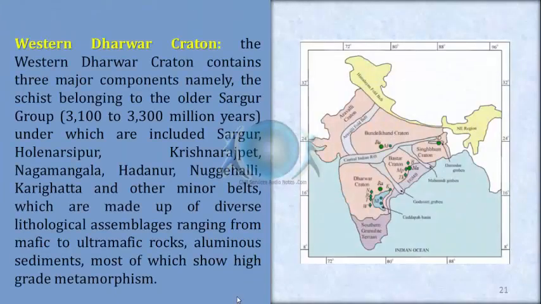Western Dharwar Craton. The Western Dharwar Craton contains 3 major components, namely the schist belonging to the older Sargur group, which is around 3000 million years, under which are included Sargur, Hole Narsipur, Krishna Rajpet, Nagamangala, Hadanur, Nuggehalli, Karighatta, and other minor belts, which are made up of diverse lithological assemblages ranging from mafic to ultramafic rocks, aluminous sediments, most of which show high-grade metamorphism.